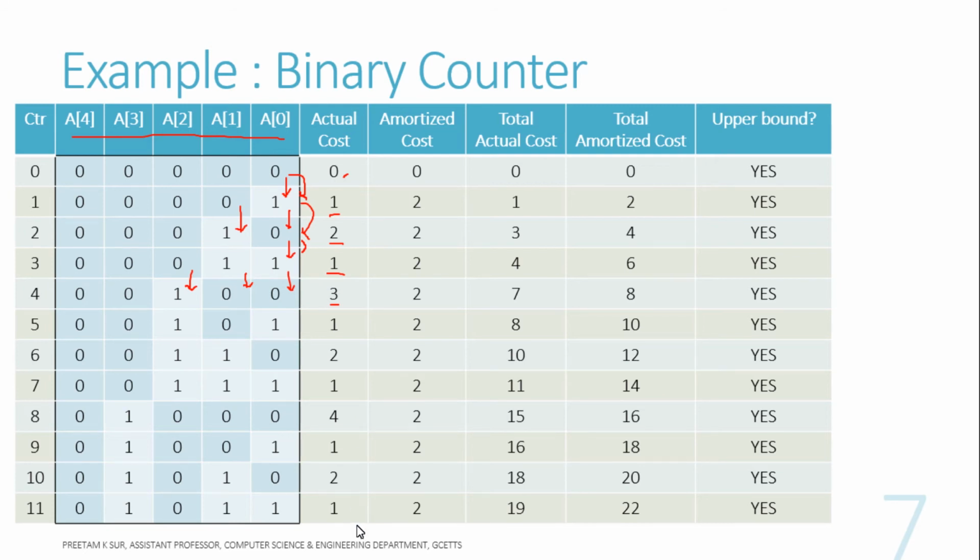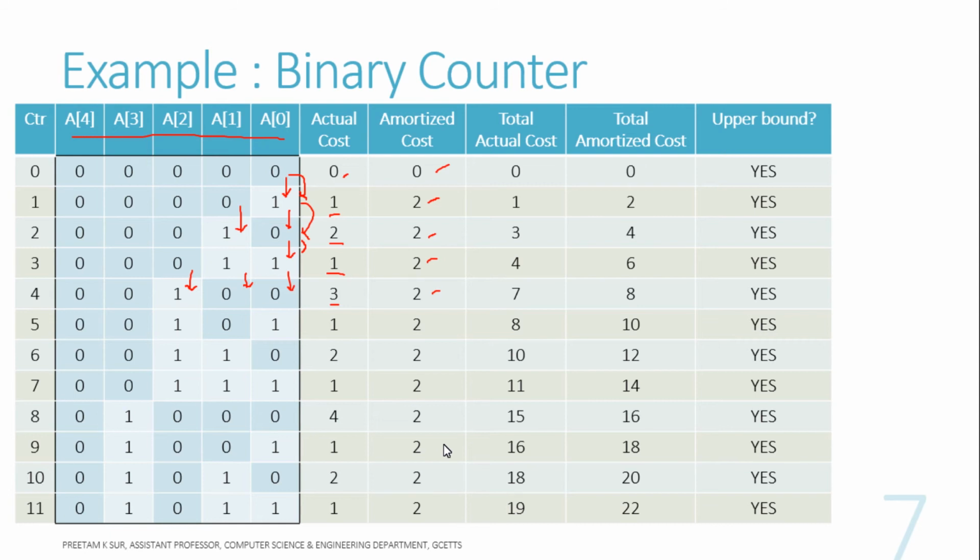Now what will be the amortized cost for each of these increment operations, for a sequence of n increment operations? Initially the amortized cost is 0, and we have found that for each increment operation the amortized cost is 2. So every time the increment operation is called, the amortized cost is going to be 2. Now what was the condition?